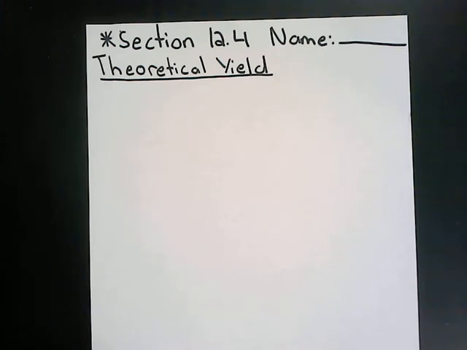Now before we get going into the video, there's a couple of objectives I have for you, and you should be able to accomplish these objectives by the end of this video. So objective number 1, calculate the theoretical yield of a chemical reaction from data. And objective number 2, determine the percent yield for a chemical reaction.